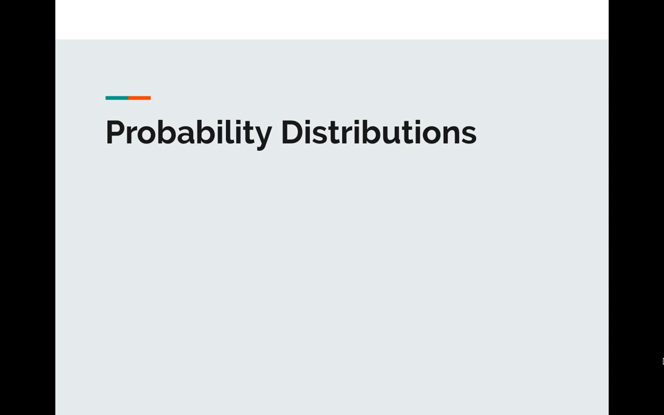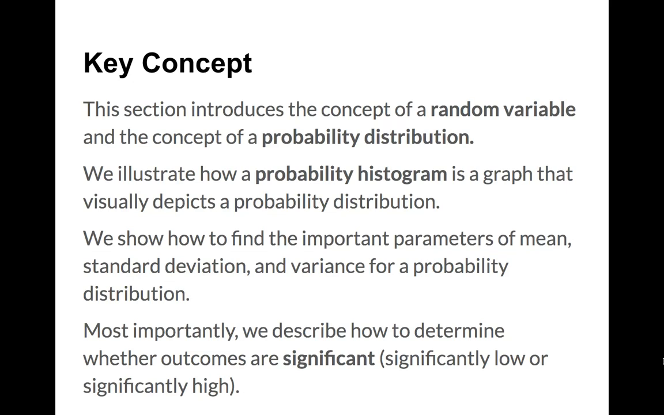So let's get started. The key concept of what we're going to be talking about in this first part is random variables and probability distributions. We'll mention probability histograms, but that's all we're going to do with them. We'll talk about how to find the mean, standard deviation, and variance, which is just the square of the standard deviation, and then how to determine whether outcomes are significant or not. The biggest thing is our random variables and probability distributions. That's going to be the big takeaway.